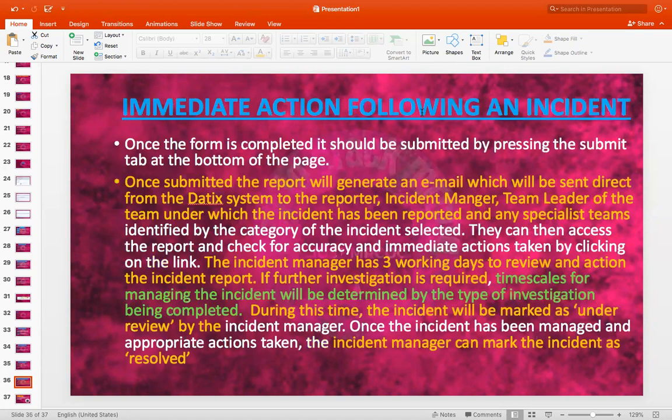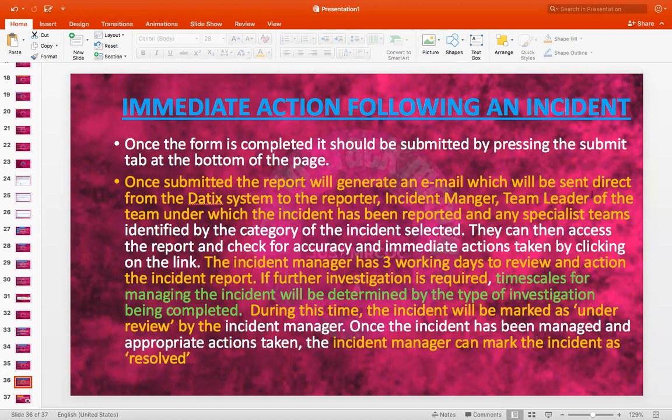Immediate action following the incident. Once the incident form is completed, it should be submitted by pressing the submit tab at the bottom of the page. Once submitted, the report will generate an email which will be sent directly from the Datix system to the reporter, that is, the incident manager, the team leader of the team under which the incident has been reported, because probably I am one of the part of the team and I have reported.